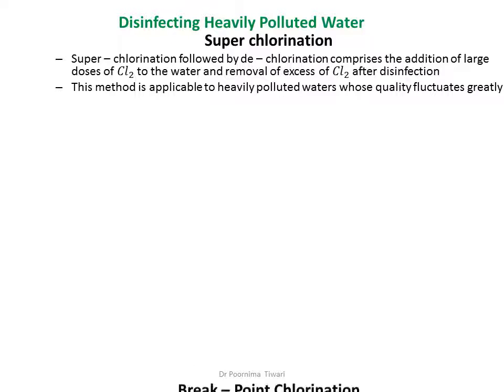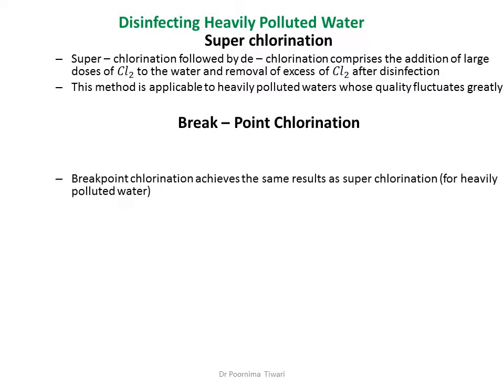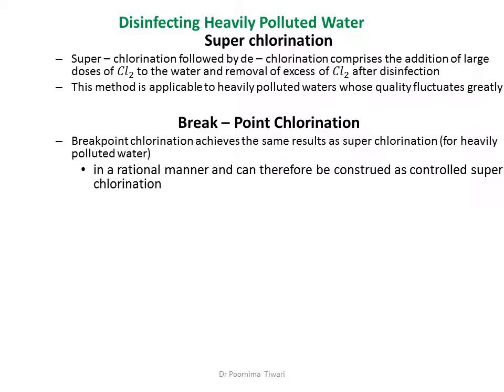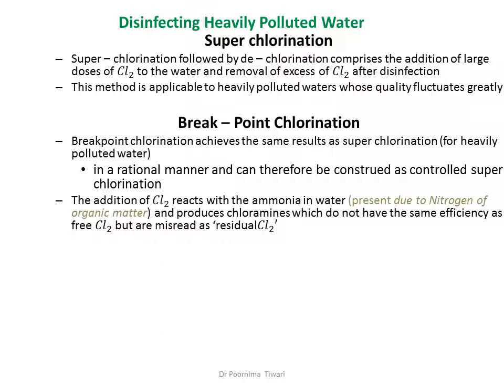Breakpoint chlorination. What is breakpoint chlorination? It achieves the same results as superchlorination for heavily polluted water, but in a rational manner, and therefore can be called controlled superchlorination. The added chlorine reacts with ammonia of water. Ammonia is due to nitrogen of organic matter in the water. The addition of chlorine reacts with ammonia in water and produces chloramines.